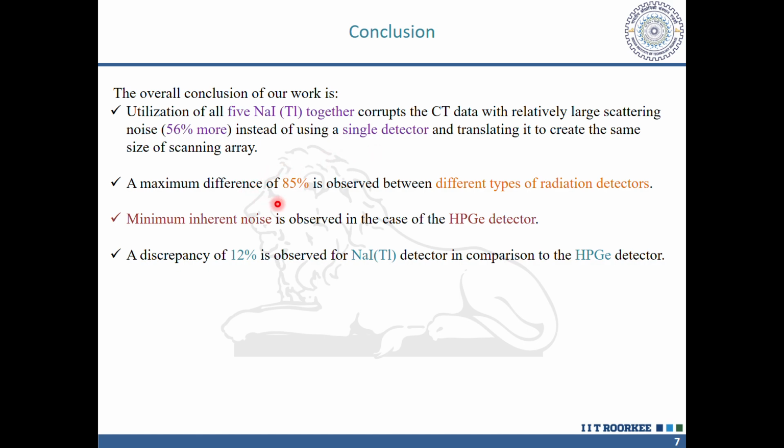And a maximum difference of 85% is observed when different types of radiation detectors are used. Minimum inherent noise is observed in the case of the HPGe detector. A comparable noise is observed for the sodium iodide and HPGe detector, and a discrepancy of 12% is observed for the case of the sodium iodide detector as compared to the HPGe detector.